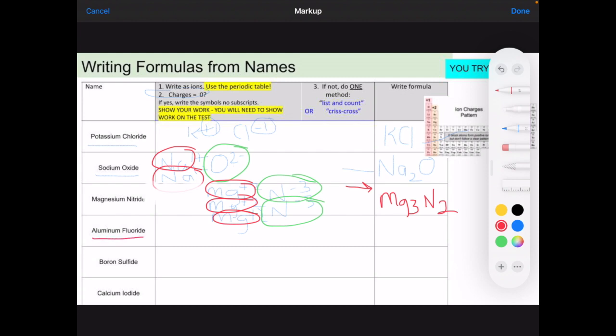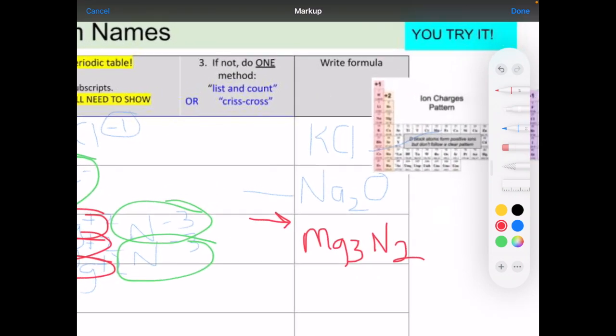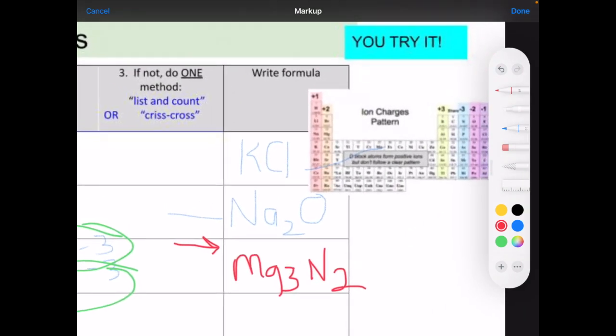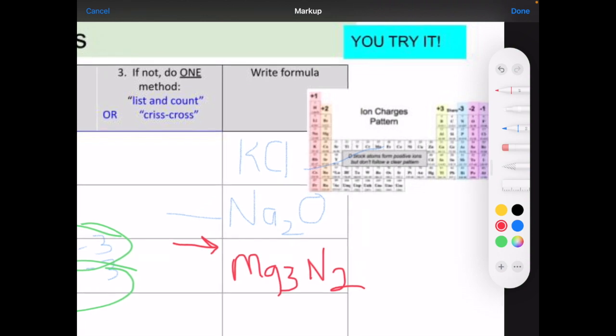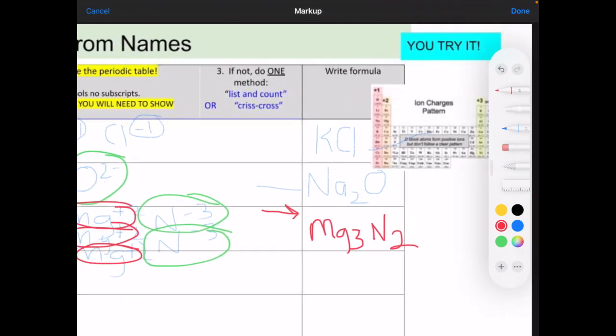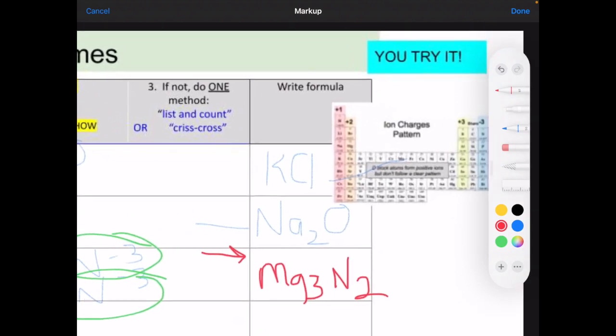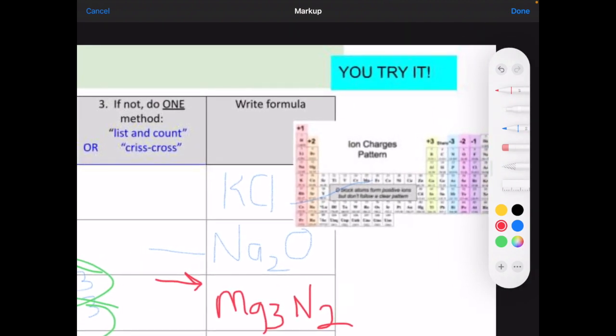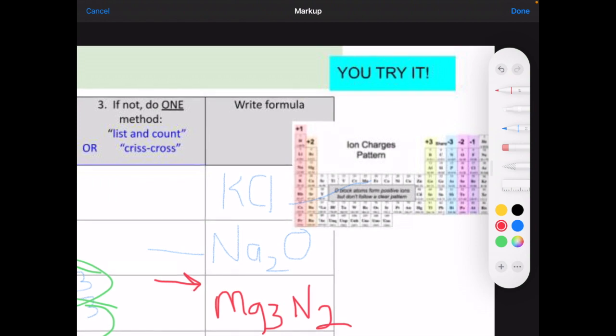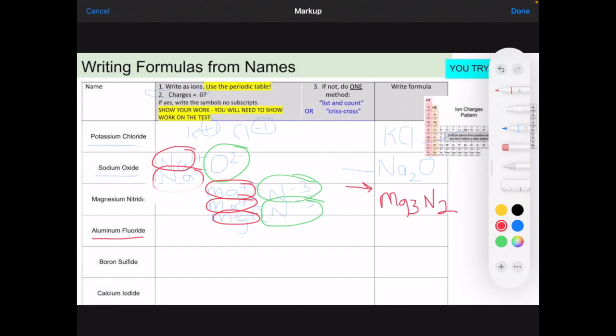I have aluminum fluoride. So I have to look up my charges. Al is over there in the +3 row, the yellow group. And, sorry, what was it again? Fluoride, F. Fluorine becomes fluoride, so F is in the purple and it's -1. So Al +3, and then we have F 1-.